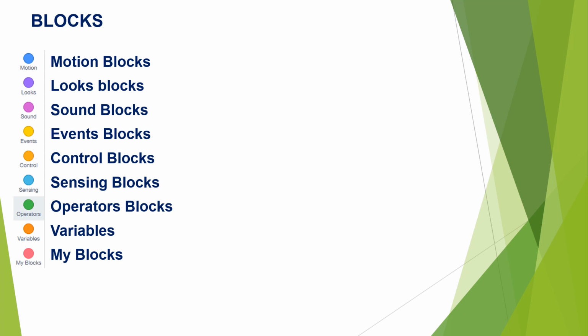Blocks. Blocks are color coded by category. These blocks are dragged to the coding area for coding a sprite or stage. There are 9 block categories.